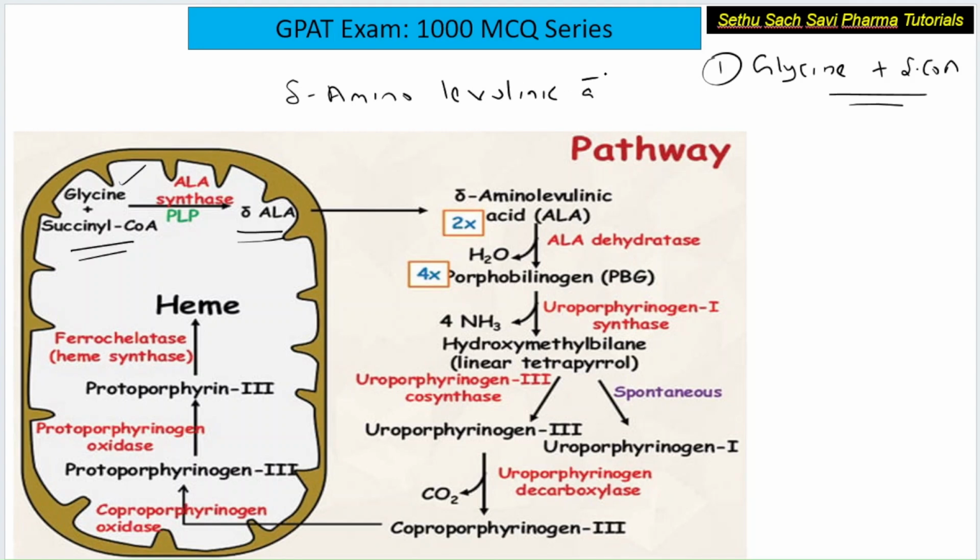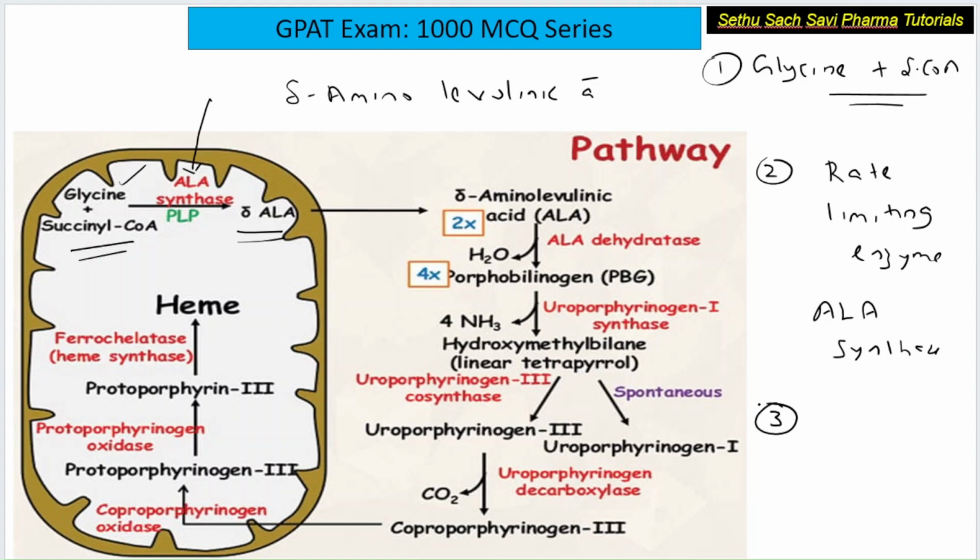So that is the first step. Glycine converted to delta aminolevulinic acid, with the help of which enzyme? That enzyme is called ALA synthase or delta ALA synthase. So the second point you need to remember, the rate limiting enzyme in the biosynthesis of heme, the answer is ALA synthase. Okay. So that is the second point you need to remember regarding the biosynthesis of heme.